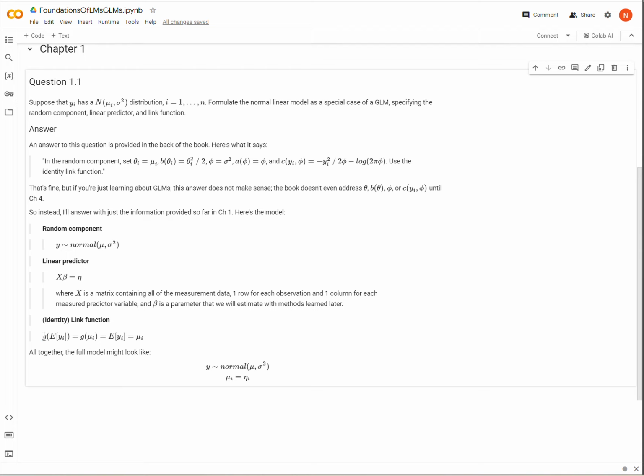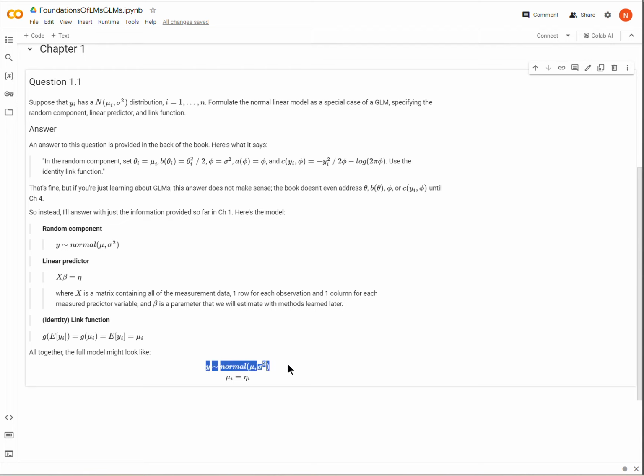The identity link function is one that does not touch the contents. So in other words, g of the expected value of y, or g of mu, same thing, is just equal to the expected value of y, or equal to mu. So in other words, the identity link function does nothing to the expected value of the outcome.